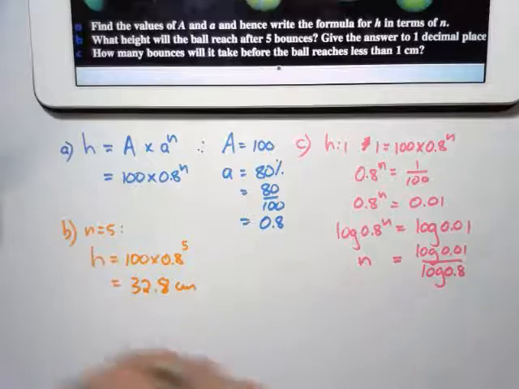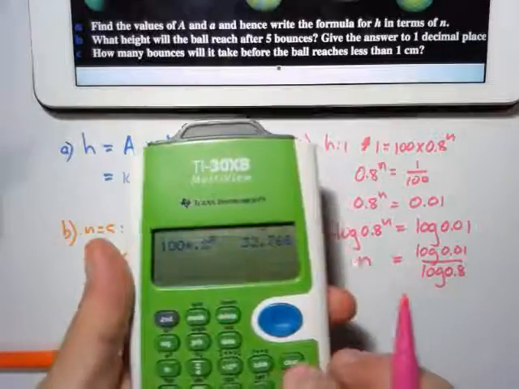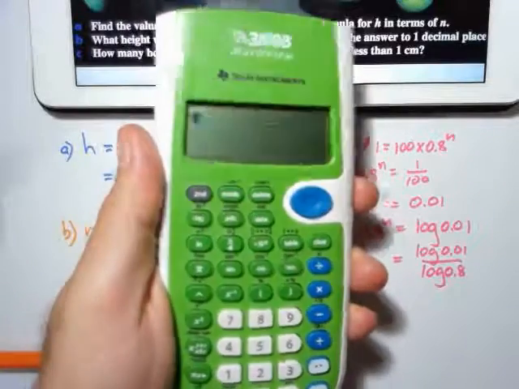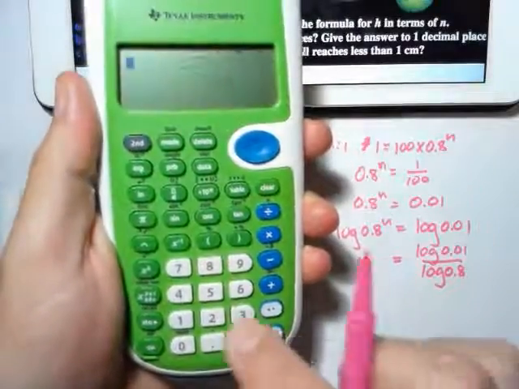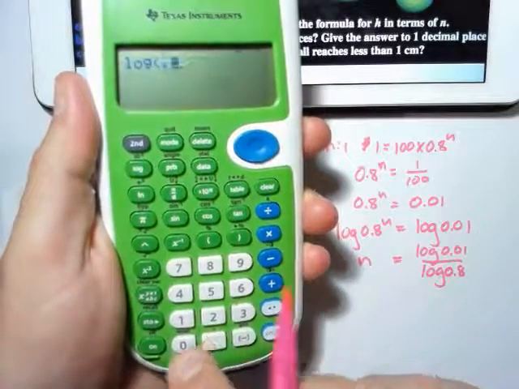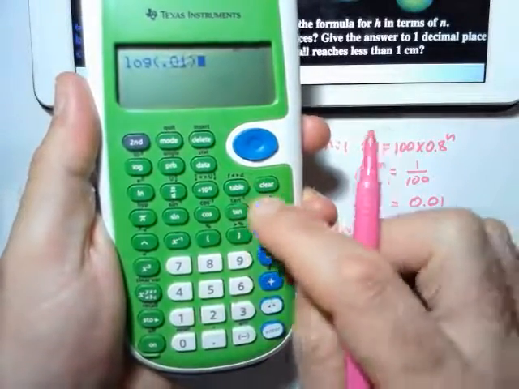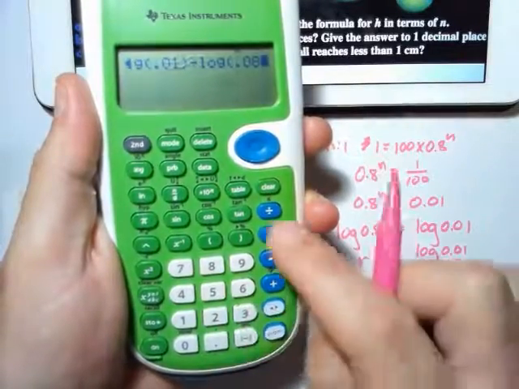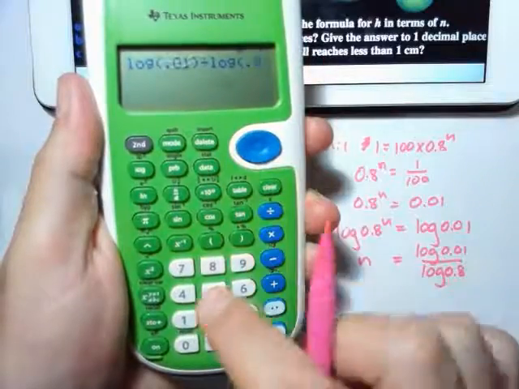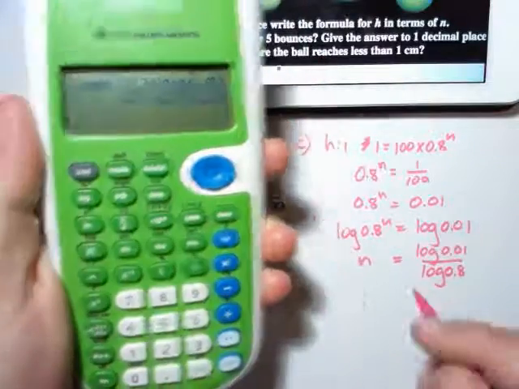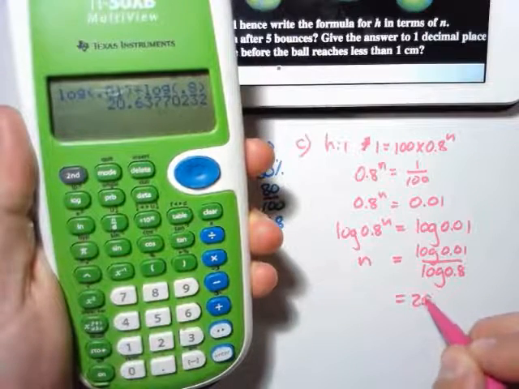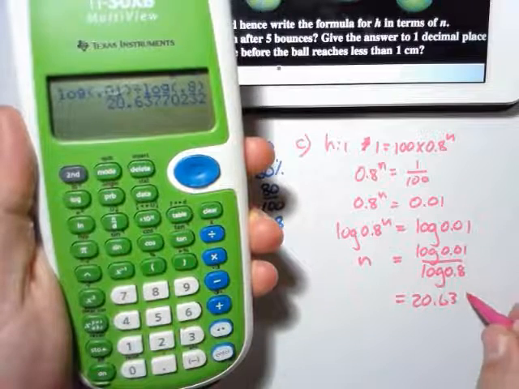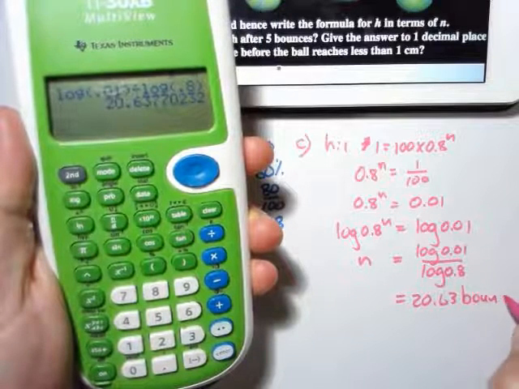That is log, not logo. So let's have a quick look. Can you see that? I can. That is log of 0.01 divided by log of 0.8. Nope, let's delete that. Enter. My answer is 20.63 bounces. Remember, n is bounces.